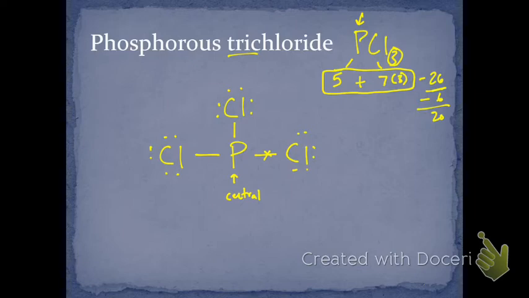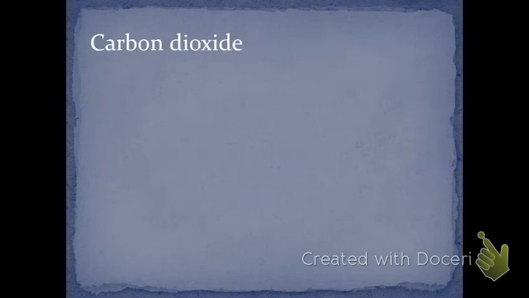6 times 3 is 18, so I only have 2 more. Well, we always place the leftovers on the central atom. If you look at it, phosphorus actually has 8. It has 3 bonds, which is 6 electrons, plus 2 more gives me 8. I used up the 2, and I'm down to 0. Perfect. Everybody has an octet. This is what phosphorus trichloride looks like.